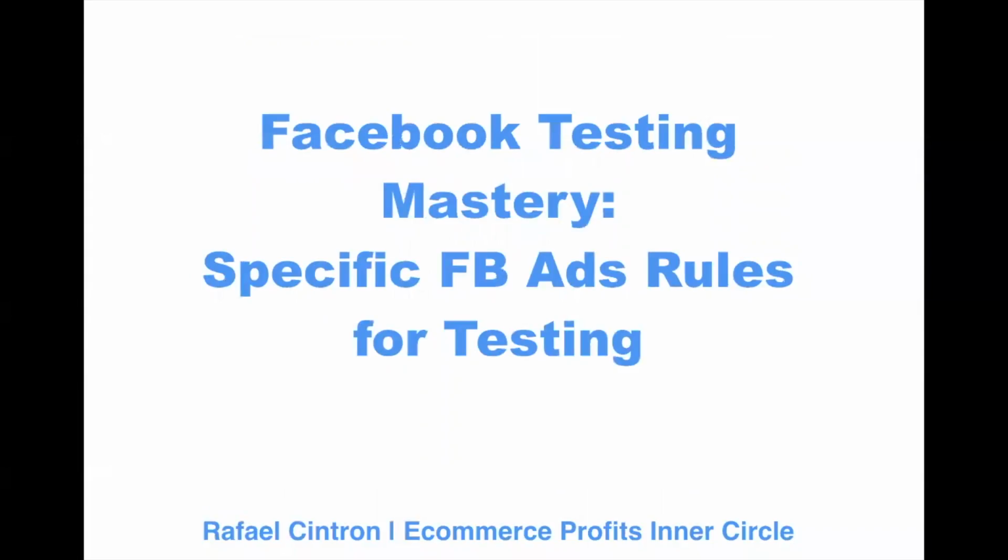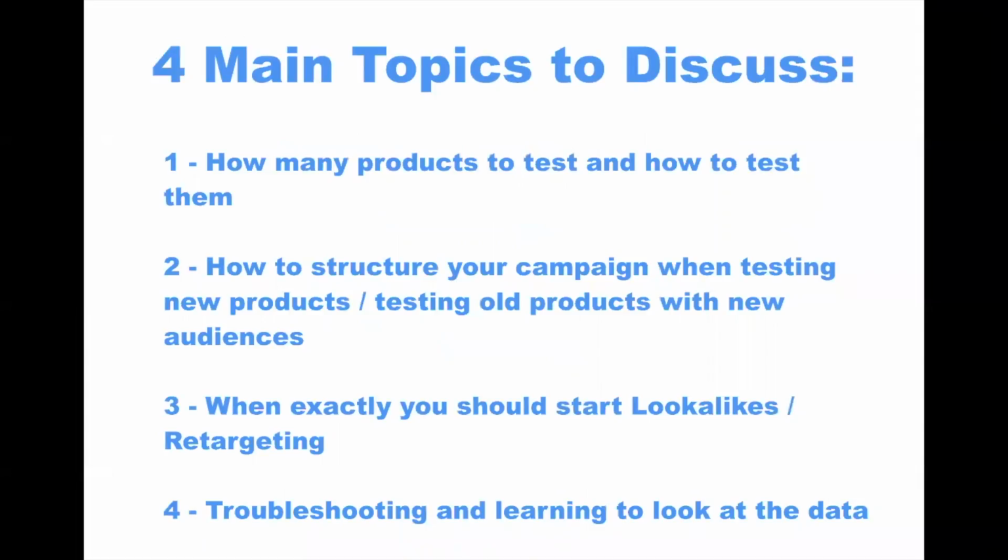So let's go over the four main topics to discuss: how many products to test and how to actually test them on Facebook, and how to structure a campaign when testing new products versus testing old products with new audiences. What I mean by this is old products that were already winners before but kind of died down, so you just want to test them again with new audiences. Then, when exactly you should start lookalikes and retargeting, what metrics you should follow, and then troubleshooting and learning to look at the data and what Facebook is telling you.